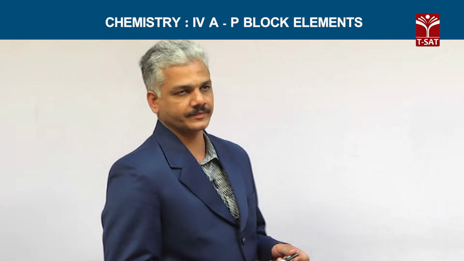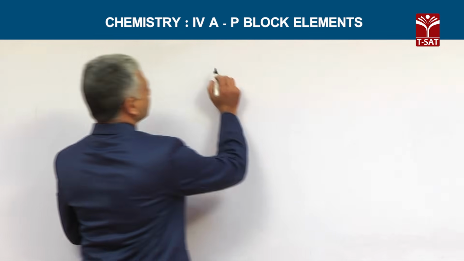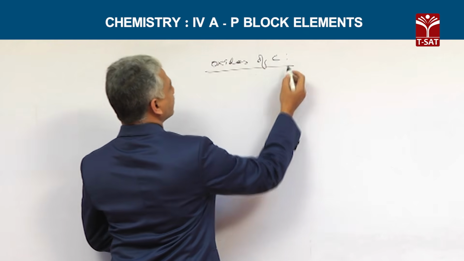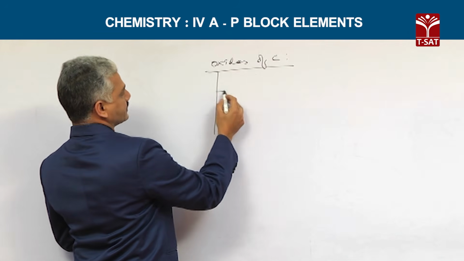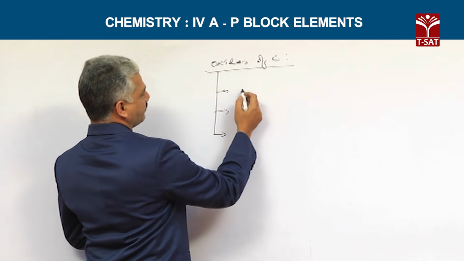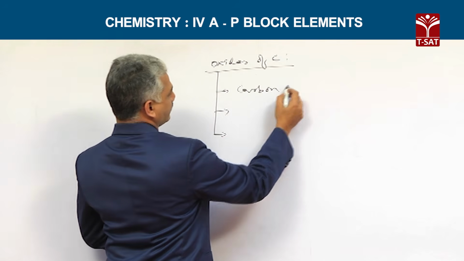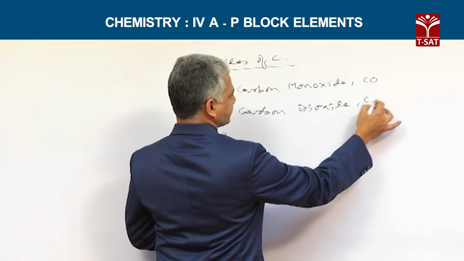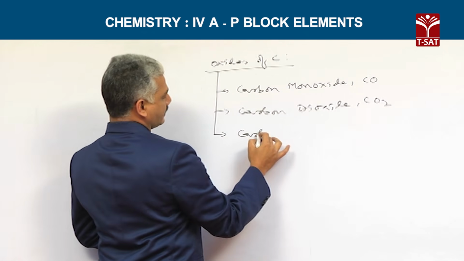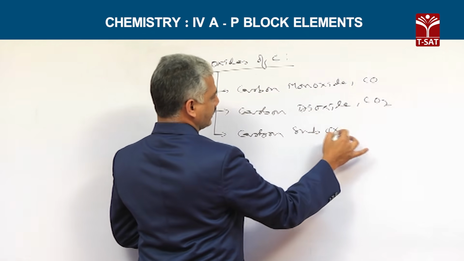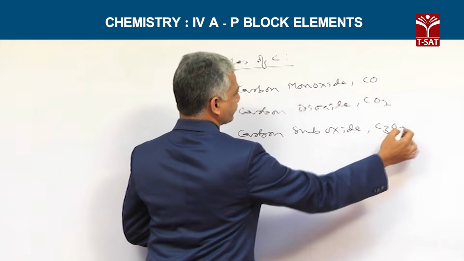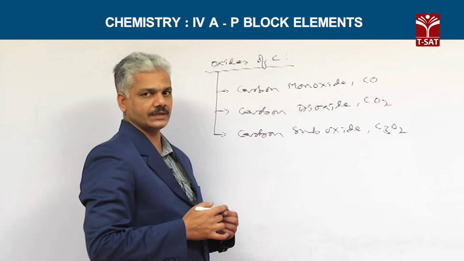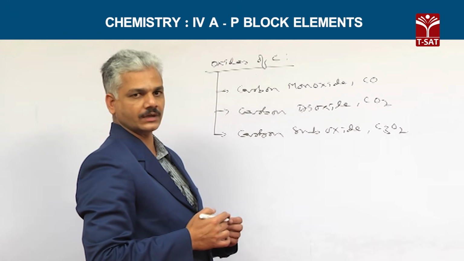Compounds of carbon. In this topic, we will concentrate on oxides of carbon. Carbon gives 3 types of oxides. The familiar ones are carbon monoxide, carbon dioxide, and carbon suboxide. Carbon monoxide and carbon dioxide are familiar. Carbon suboxide is an unstable oxide of carbon.